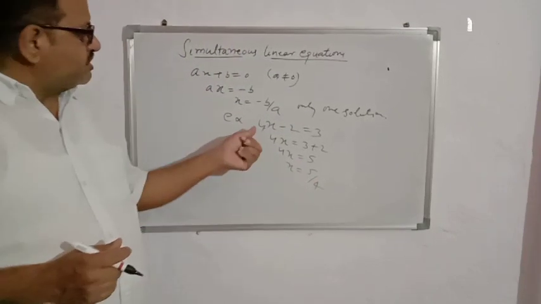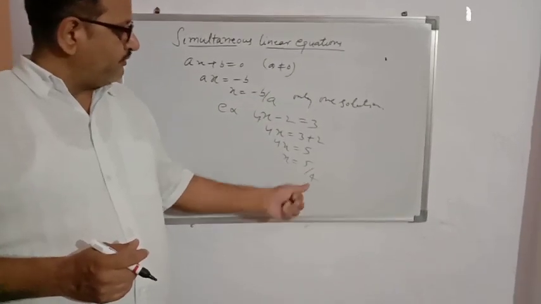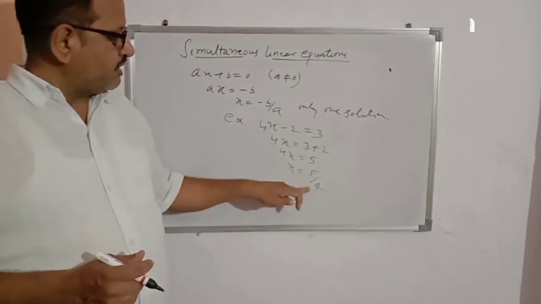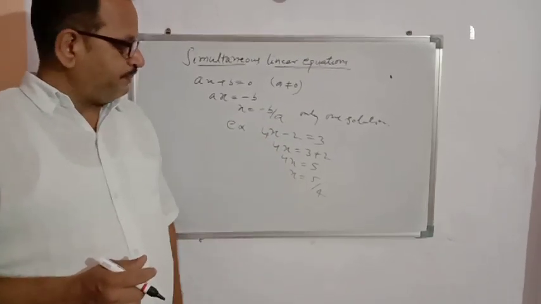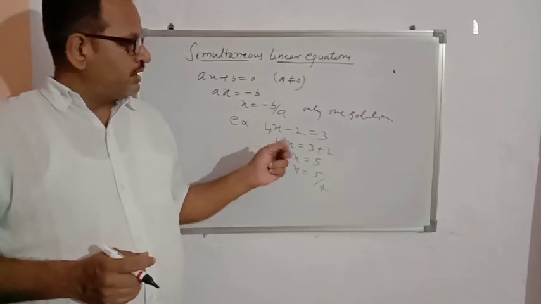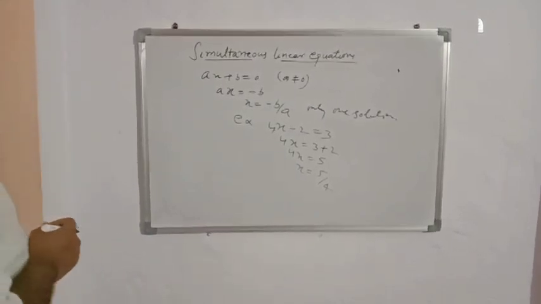So we see that after solving a linear equation in one variable, we get only one value of x, that is 5 by 4. X is equal to 5 by 4 satisfies this equation, so it is called the solution of this equation. So how many solutions are there in a linear equation in one variable? Only one solution. Let us see linear equation in two variables.